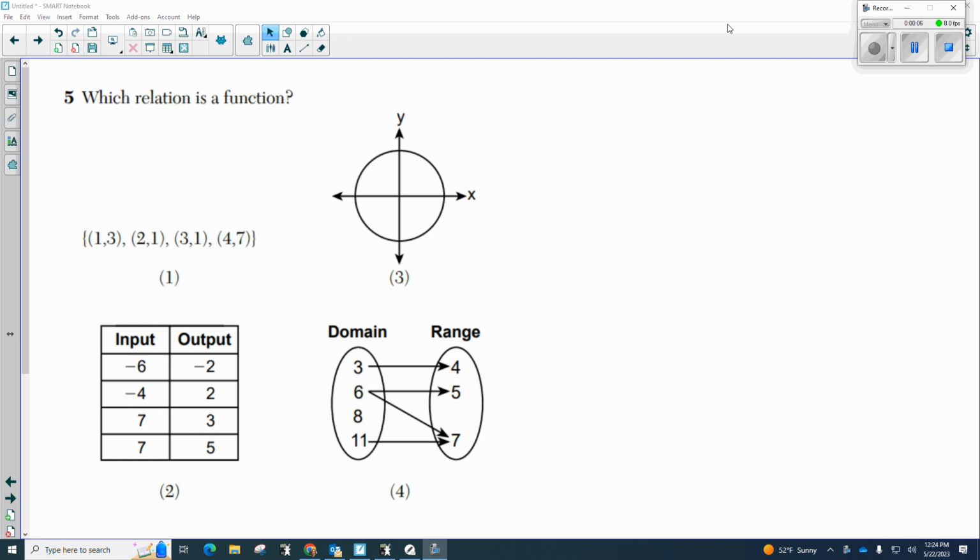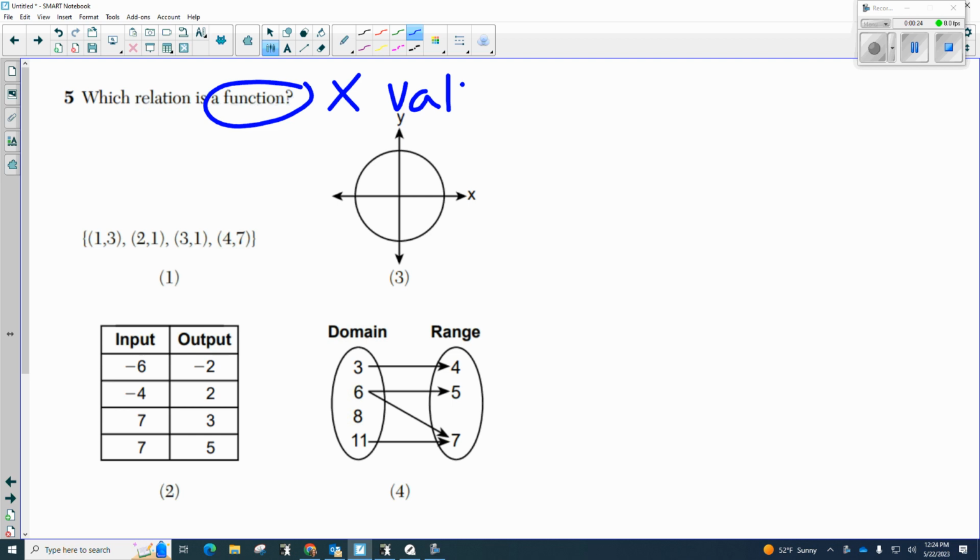Question 5, which relation is a function? So remember, for something to be a function, every input has to have exactly one output, or the x values, to put it in a way where it's easier to actually check, the x values can't repeat. Okay?